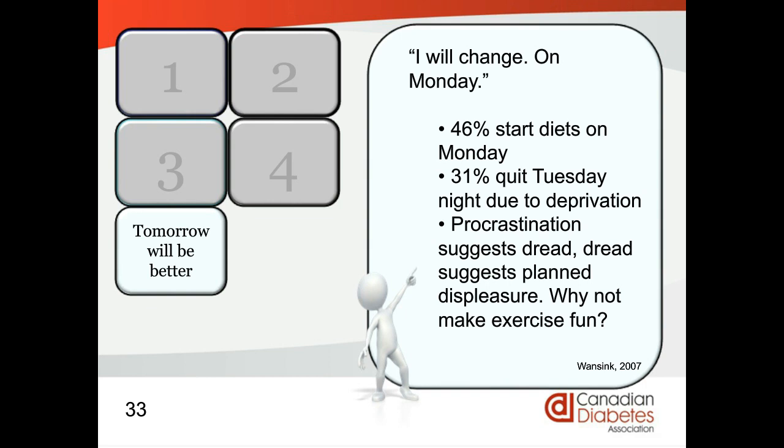So the tip here is to try to reframe or reorient that, because if you're procrastinating, putting something off till next week, it suggests that you're dreading it. And dreading it suggests that you're planning for displeasure. You're saying, next week I'll start that darn exercise routine again. And this is probably not the best way to think cognitively about this.